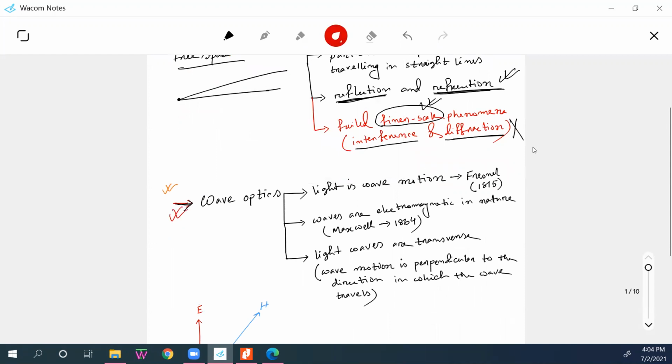Wave optics. In wave optics, light is a wave motion. Previously, in ray optics, we said that light is a straight motion. But now we say it's a wave motion. What do we mean by wave motion? It means that instead of moving in a straight line, it moves in waves. Got it, guys? Yes, sir.